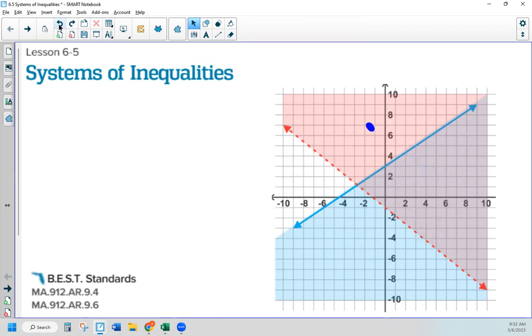But if I go above this blue line, then I will not be at a point that will make the blue inequality true. So if I grab this dot right here, which is located at (-1, 7), and plug -1 and 7 into the equation that made that blue line, it will not be true. It will give me a false statement because it's not an answer.